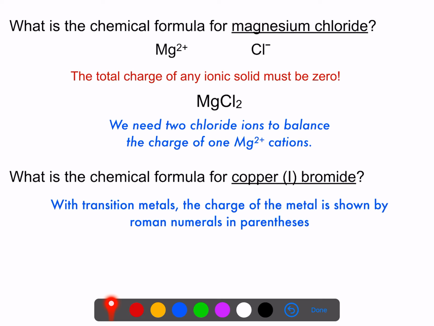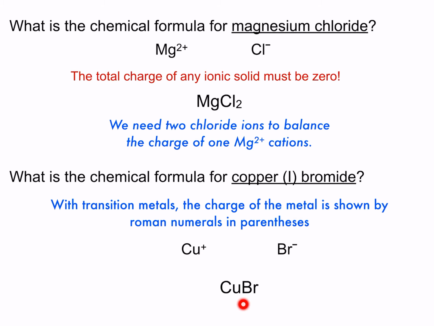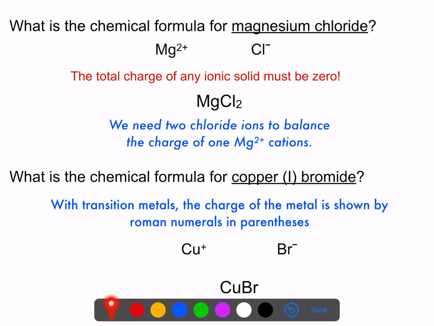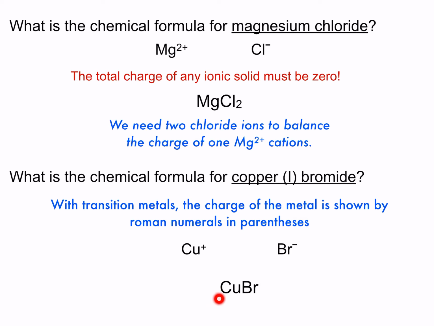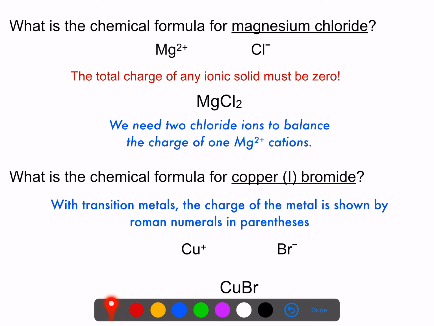And so we'd start off and say copper 1 would have a positive 1 charge, and bromide is a halogen, so it's always a negative 1 charge. And so since we have a +1 and a -1, we'd have 1 copper to 1 bromide, and so our molecular formula would be CuBr. Again, the key is to make sure the total charge of your compound is 0. So +1 -1 here, and +2 -1, so we have 2 chlorides in the top example.